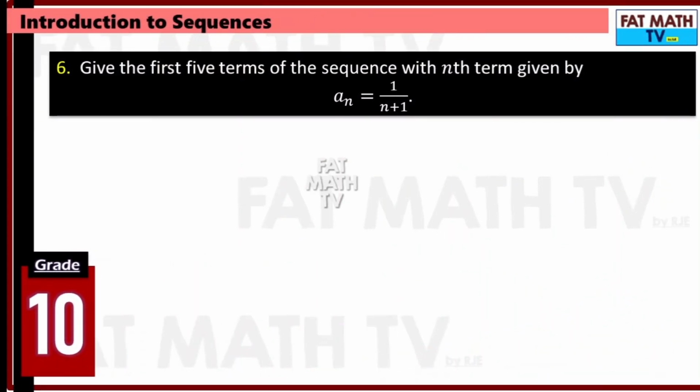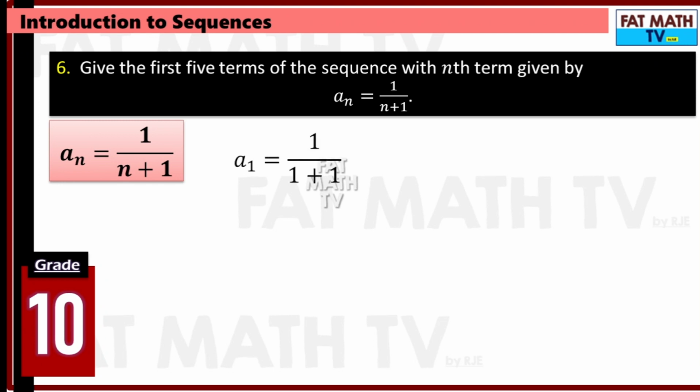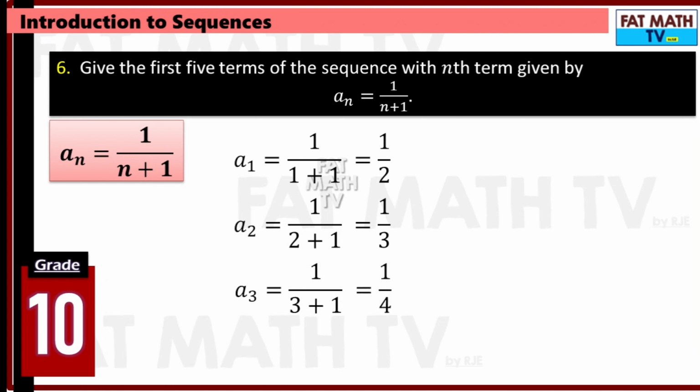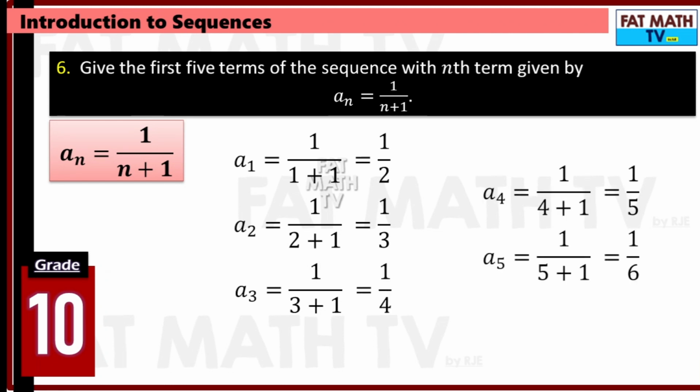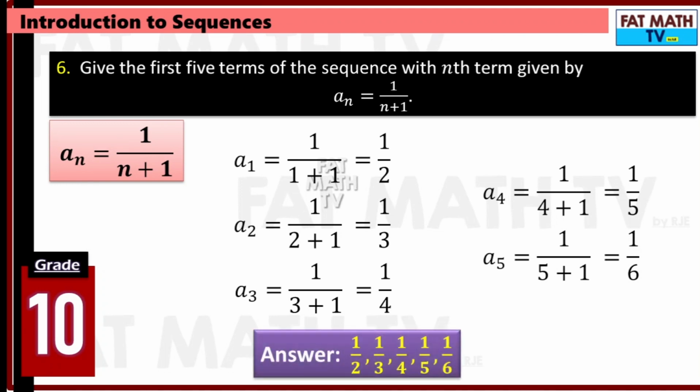Example number 6. Give the first 5 terms of the sequence with nth term given by a sub n equals 1 over n plus 1. So when n is 1, we have 1 half. When n is 2, we have 1/3. When n is 3, 1/4. When n is 4, 1/5. And when n is 5, 1/6. So the first 5 terms are 1 half, 1/3, 1/4, 1/5, and 1/6.